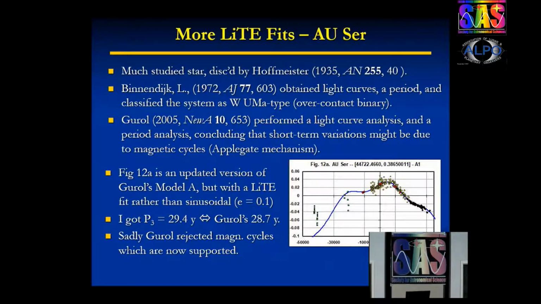Some other people, it was discovered by Hofmeister. He's a giant in the history of eclipsing binaries. He discovered so many back in the 30s and 40s. And Binnendijk is another giant in the field, obviously from the Netherlands. So other people have been studying this star. Güral, who's from Turkey, performed a light curve analysis and a period analysis.